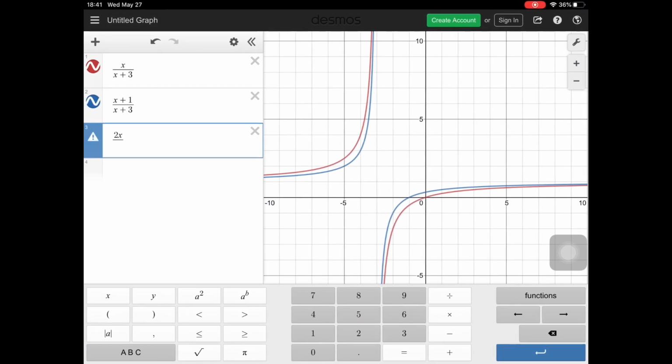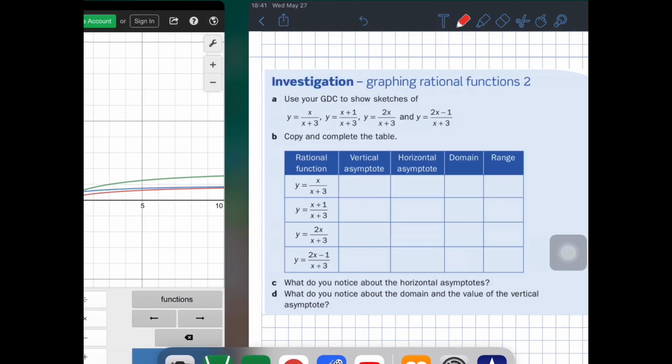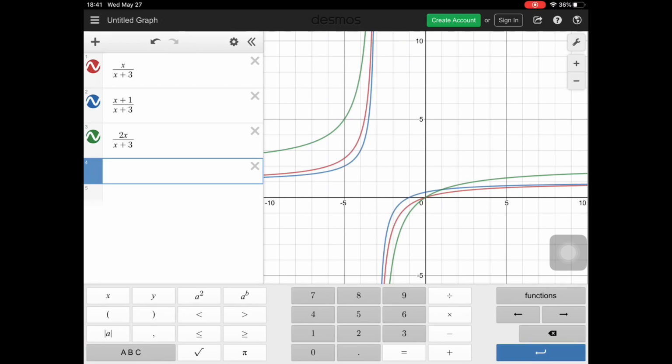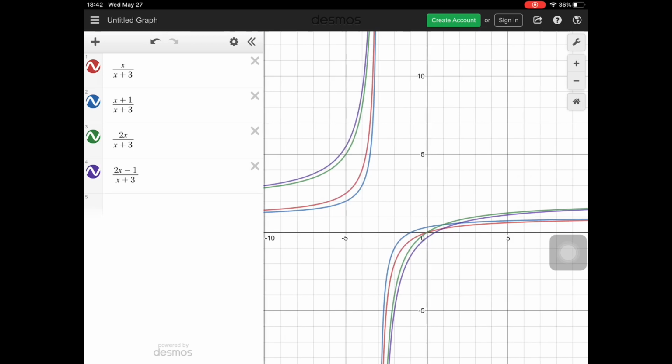2x over x plus 3. And finally, 2x minus 1 over x plus 3. So, 2x minus 1 over x plus 3. Okay, so I assume that you can already notice something, right?